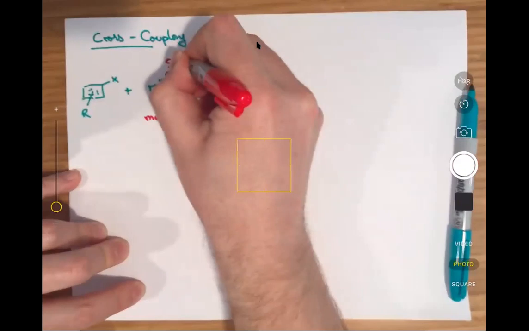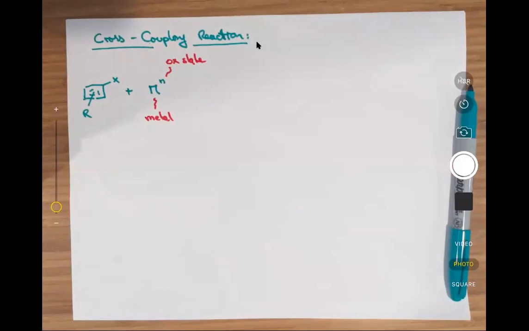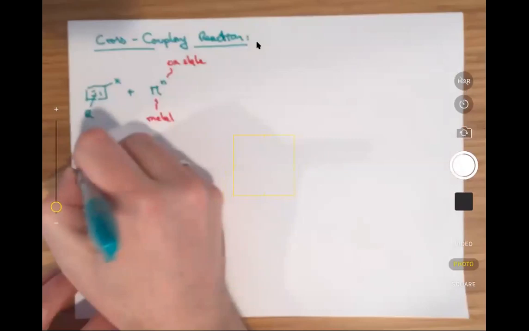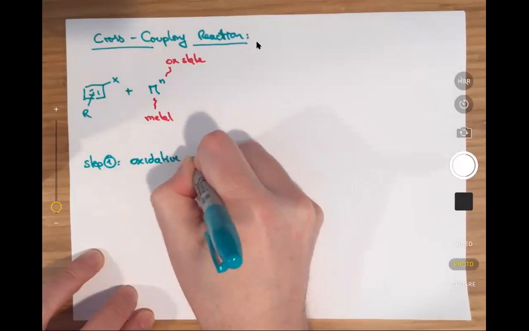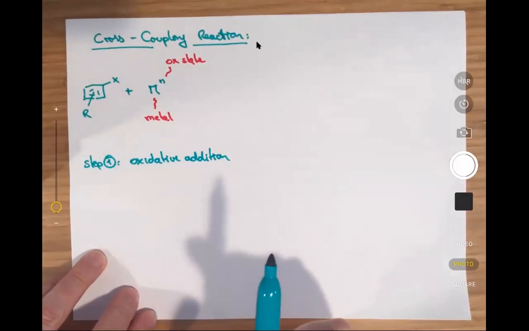So this is usually 0, 2, or 4 or something in between, right? Okay. Now, the first step in all of these cross-coupling reactions is called the oxidative addition. So let's call this step one, oxidative addition. So the name already says that something has to be oxidized, and what is oxidized is essentially this transition metal that we have here.